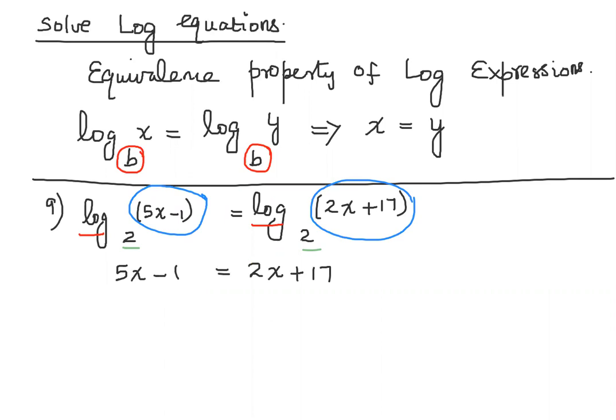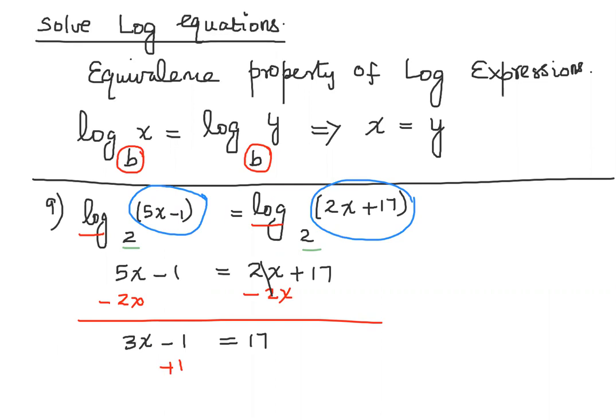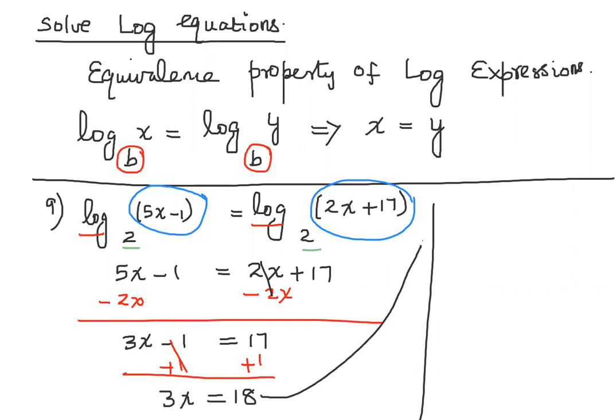Now get the x by itself. So I'm going to group the x. So we get 3x minus 1 equal to 17. Add 1 both sides. So we get 3x equal to 18. Divide by 3. So x equals 6. So you can always check your answer by going back and plugging it back in the original equation.